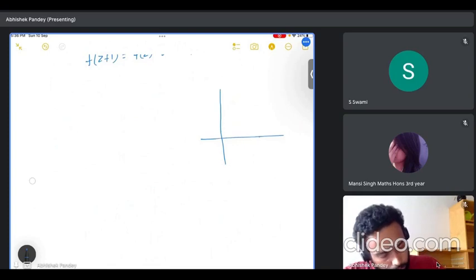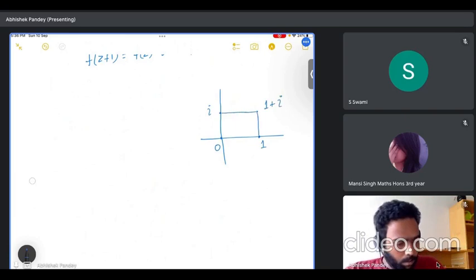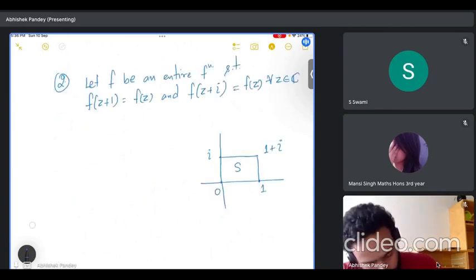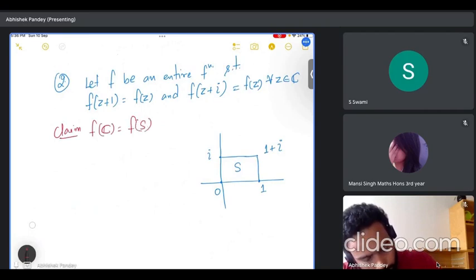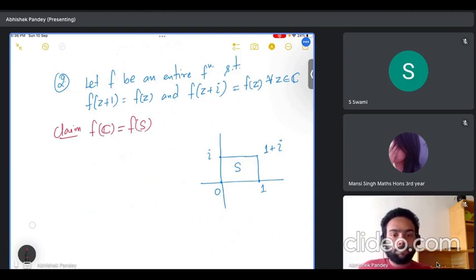Okay, 1, 0, so this is your iota and this is your 1 plus iota. So we will make this a square. I hope this looks like a square. So this is your square S. Now the claim is basically f of C is f of S. So this is the claim.